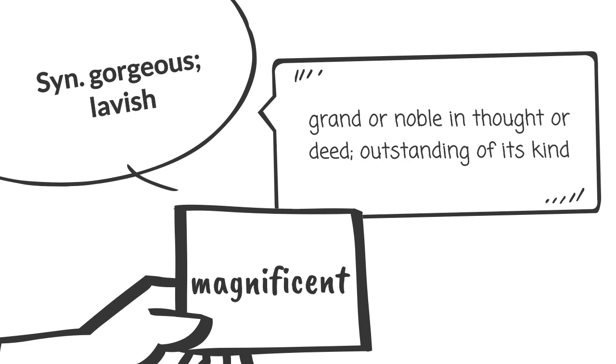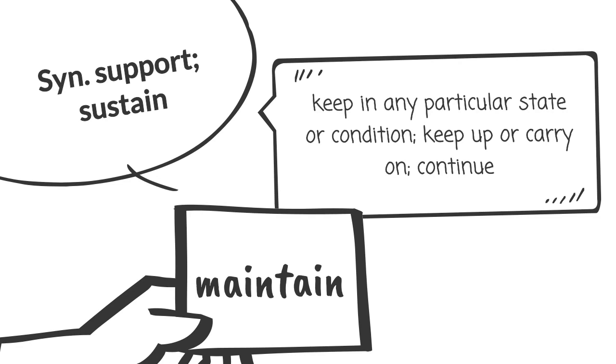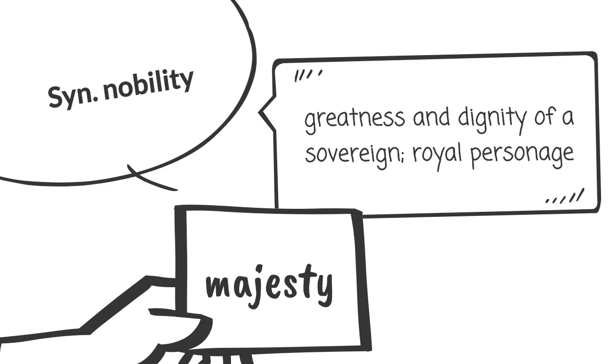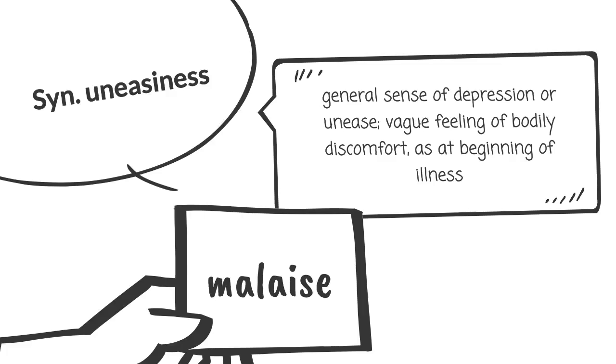Magnificent. Synonym: gorgeous, lavish. Grand or noble in thought or deed, outstanding of its kind. Maintain. Synonym: support, sustain. Keep in any particular state or condition, keep up or carry on, continue. Majesty. Synonym: nobility. Greatness and dignity of a sovereign, royal personage. Malaise. Synonym: uneasiness. General sense of depression or unease, vague feeling of bodily discomfort, as at beginning of illness.